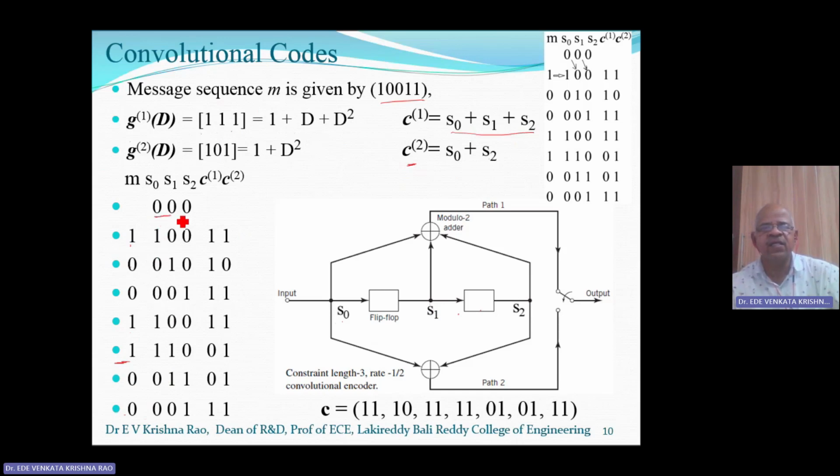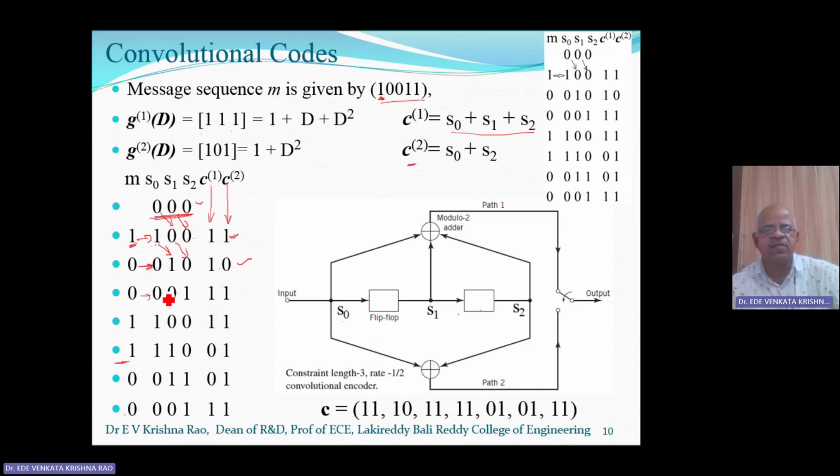Initially the shift register is taken as 000. Here the first bit 1 is given, this is the MSB, and now it is shifted, and the next shift, and the next shift. S0 is shifted to S1, S1 is shifted to S2. So now the combination for C1 is S0, S1, S2: 1 plus 0 plus 0, 1. The combination of S0 and S2, 1 plus 0, 1, is C2. Similarly, the second bit 1 is given, 0 is given here, and S0 is shifted and S1 is shifted. And now the combination of 0, 1 plus 0, 1. The combination of 0 plus 0, 0. So this is C1, C2.